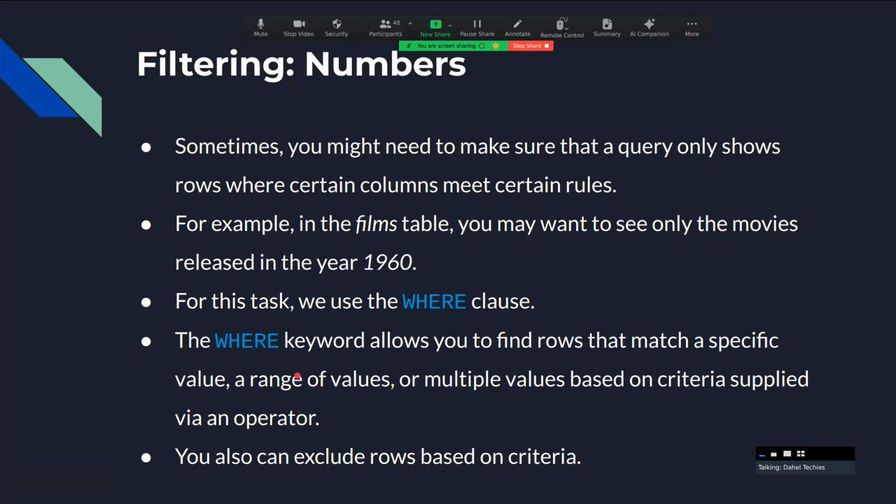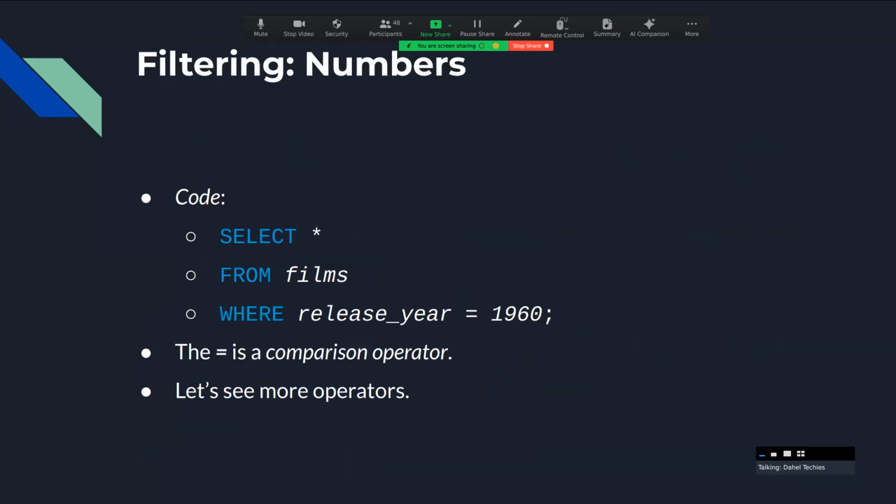Besides finding specific rows that match data, you can also find rows that do not match data. You want to find everything except that particular data. Let's get into it first.